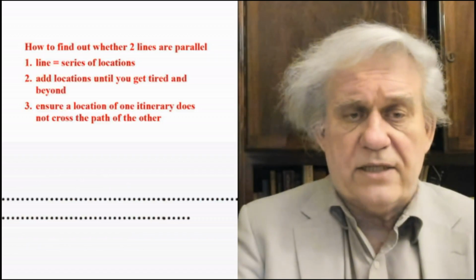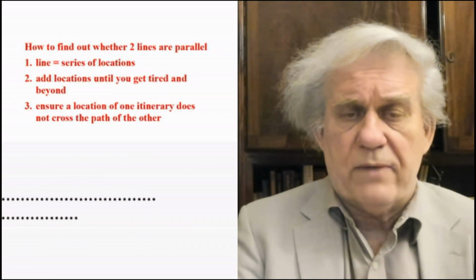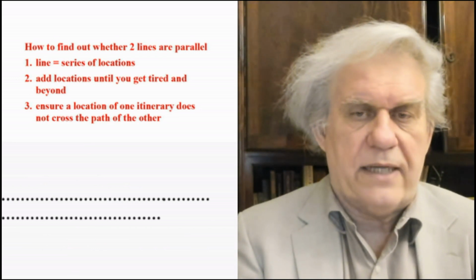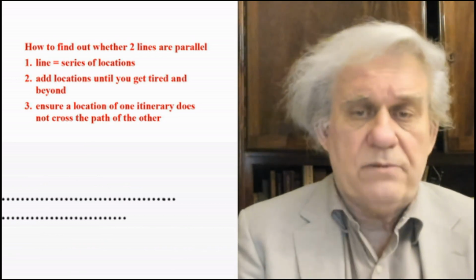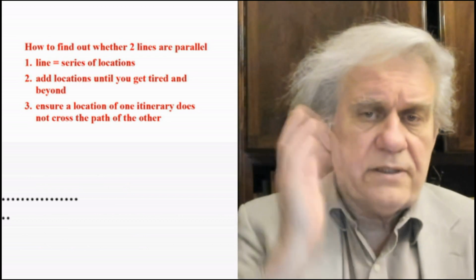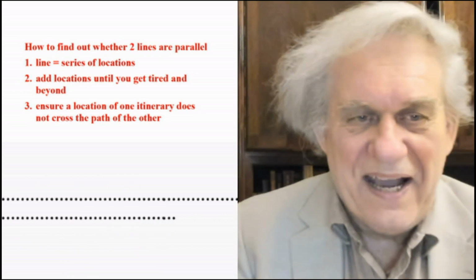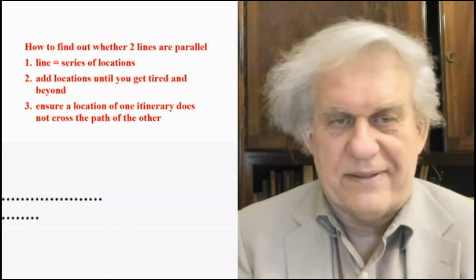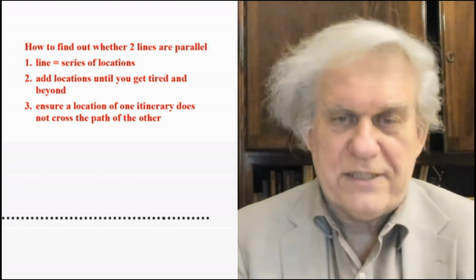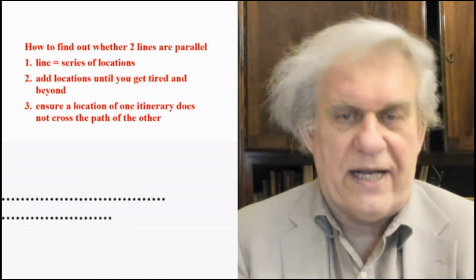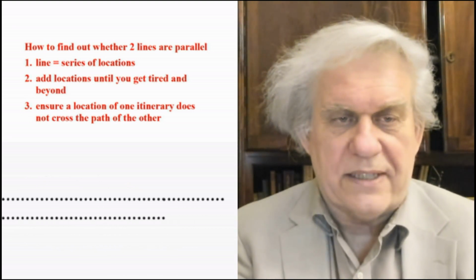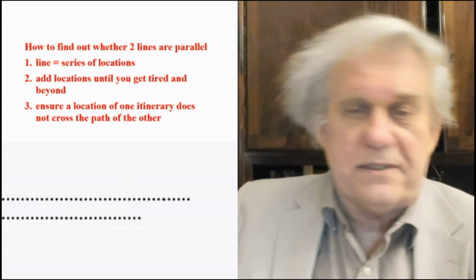Well, here's what two parallel lines are, okay? What they've defined is a way to come up with parallel lines. They're saying, if you want to know if these two lines are parallel, all you have to do is go to infinity. How to find out whether two lines are parallel? That's what they're trying to tell you or describe. It's a specification of how to tell whether two lines are parallel or not. And they say, a line is a series of locations.